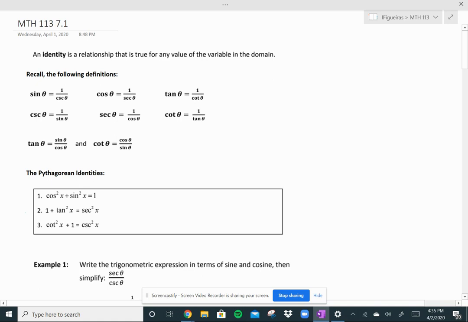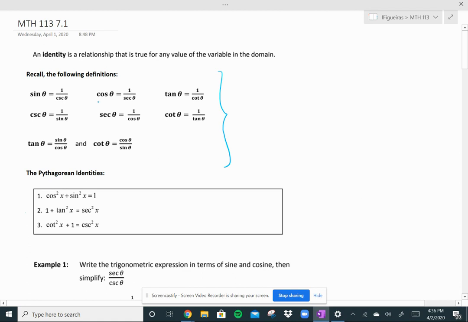Hi, this lesson is about using trigonometric identities to simplify expressions and prove equations. So the most fundamental of our trigonometric identities are those that you see right here. So we know that the sine of theta is equal to 1 over cosecant of theta, where theta is any angle within the domain of the functions.